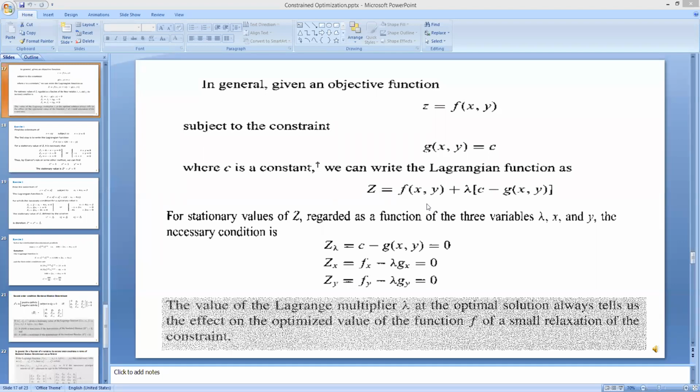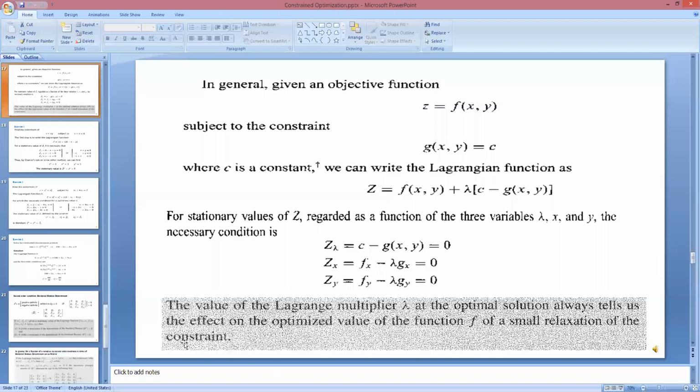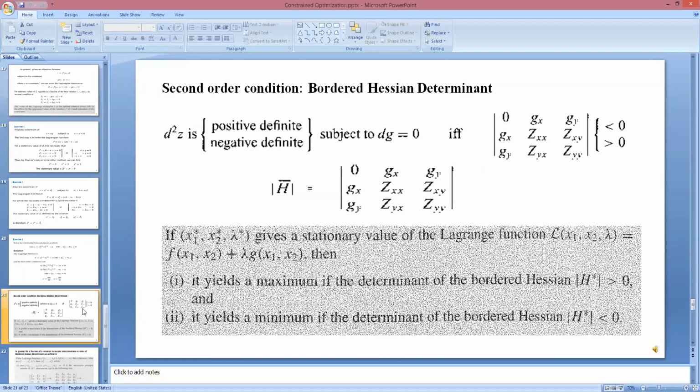Ma'am, I had a question. Bolo. A question follow up to the... Ma'am, could you go to slide 21, please? Yes. Ma'am, for this H bar equals 0, gx, gy, z xx expression, the gx and gy terms, like you said, are almost equivalent to those L1 lambda and L2 lambda terms when we differentiate that.